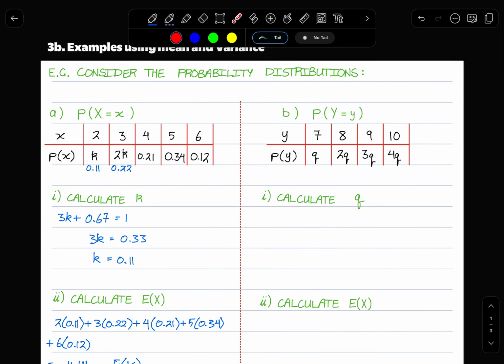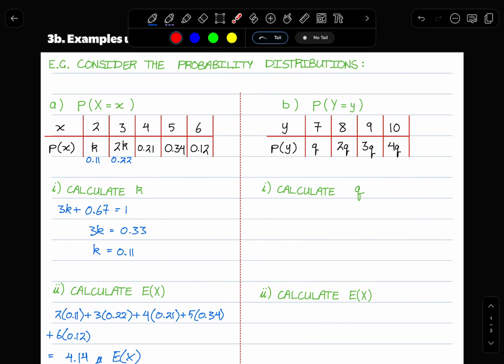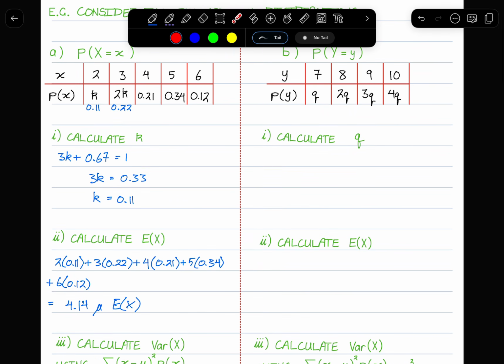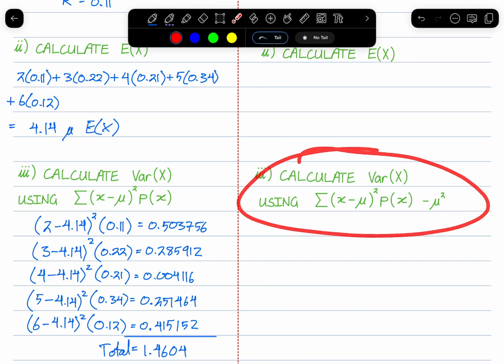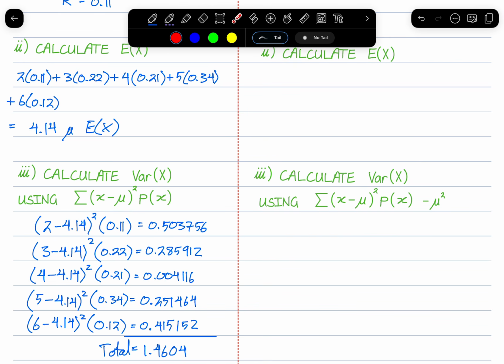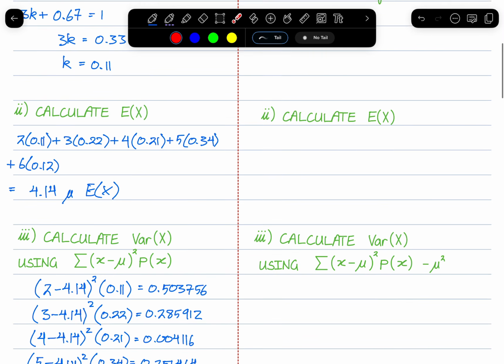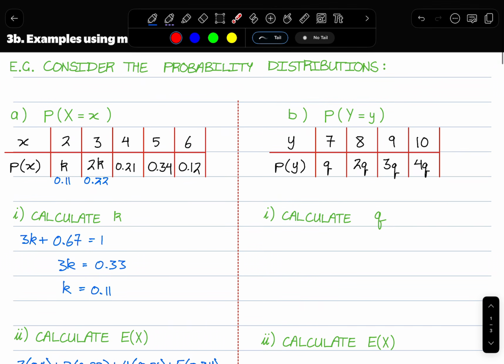So I hope that's giving you an insight into this problem. You can pause and attempt this one yourself. And more specifically, you can see this one's asking us to use this formula. Okay, so hope to see you in the next video for that one, and best of luck.